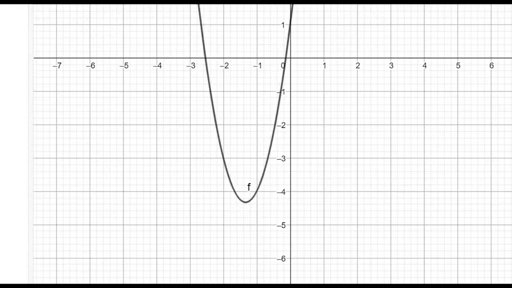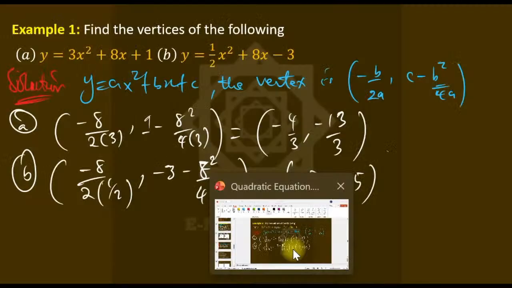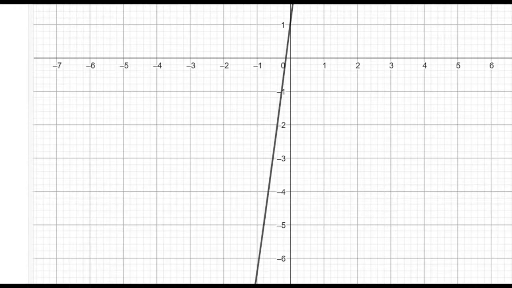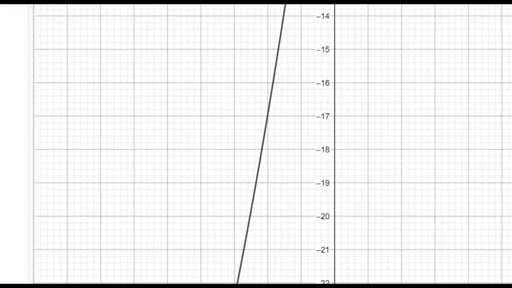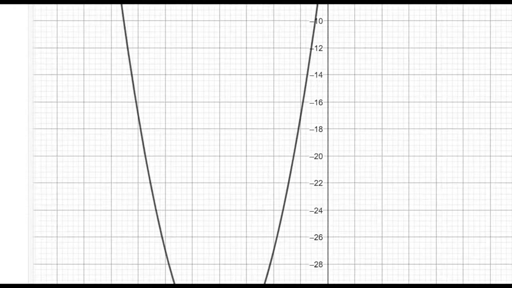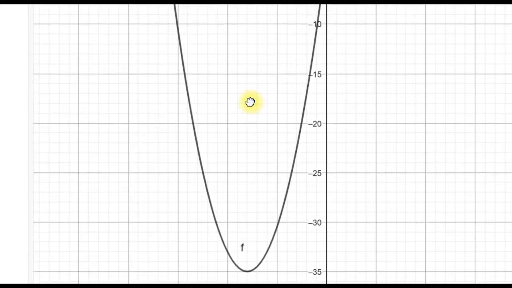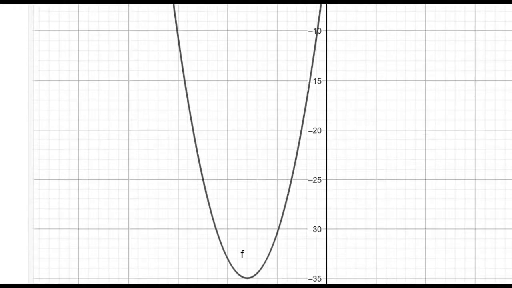is, I think it should be half x squared plus 8x minus 3. Okay. Do you see it? Do you see our k is minus 13? Why? The x value, you see it? It's half of that. Check.